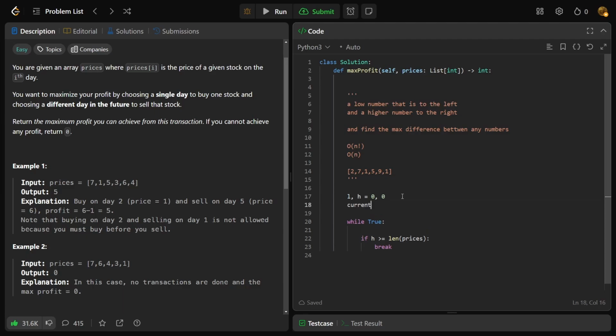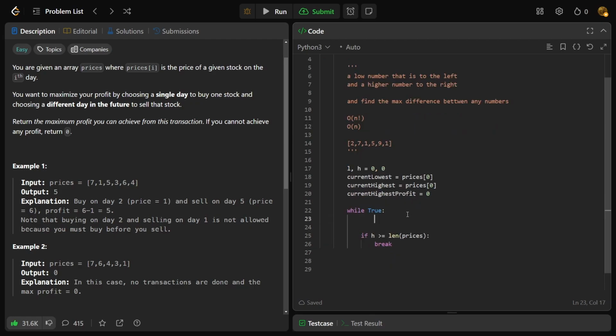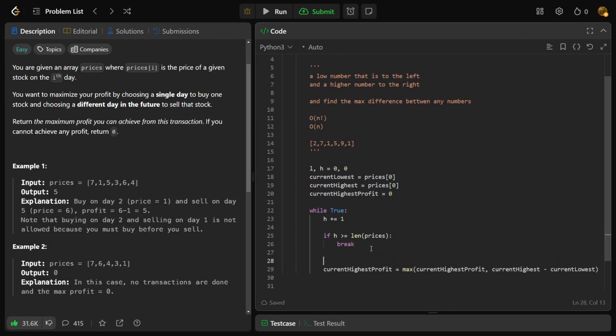So let's just say current lowest equals 0, current highest equals 0, and current highest profit equals 0. Actually, let's set this to the first value. And on every iteration, we want to move our pointer to the highest value to the right. So h plus equals 1. And on every iteration, we want to consider if the numbers that we're pointing to are going to give us a new highest profit. So we're going to say something like current highest profit equals max of current highest profit, current highest minus current lowest. So let's update our highest value now.